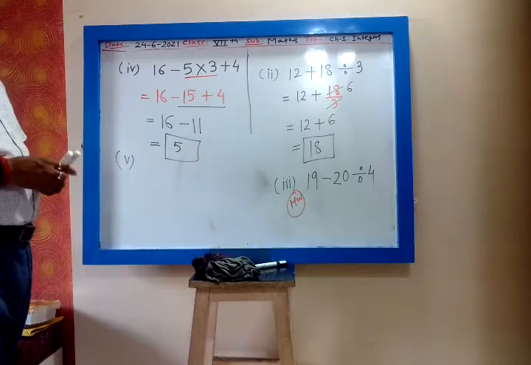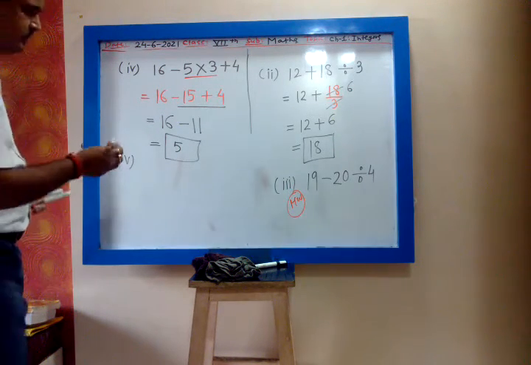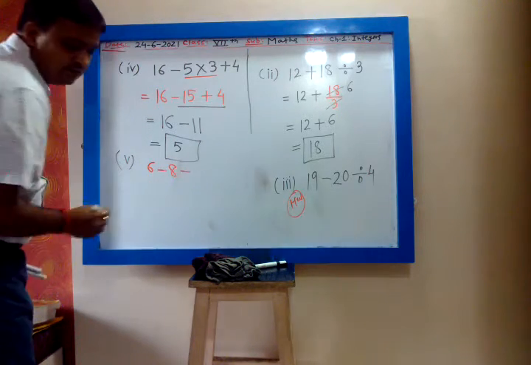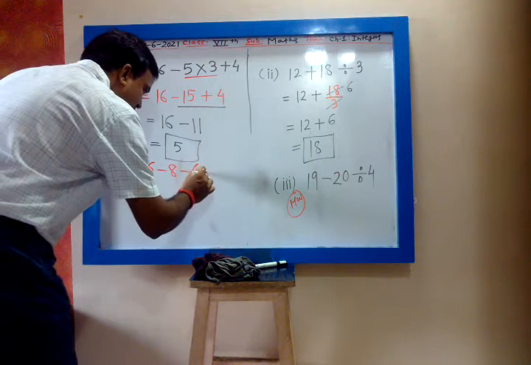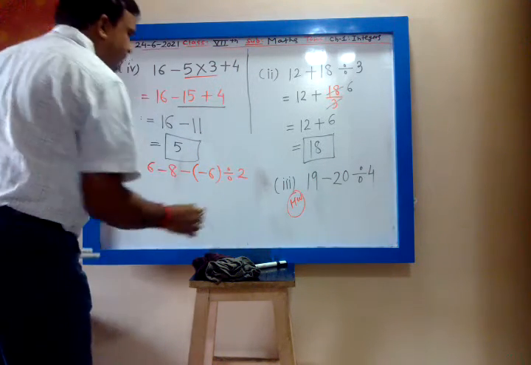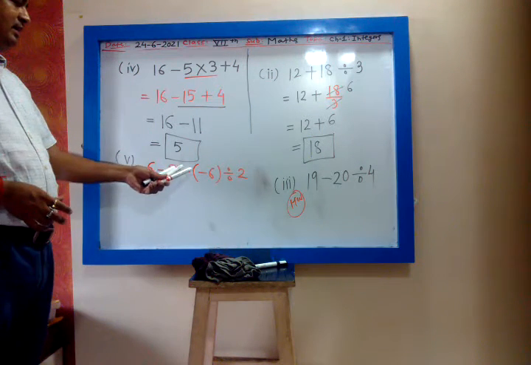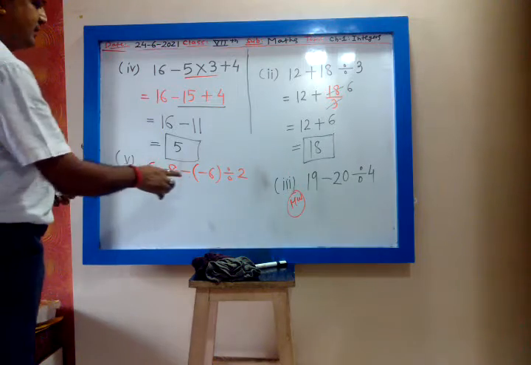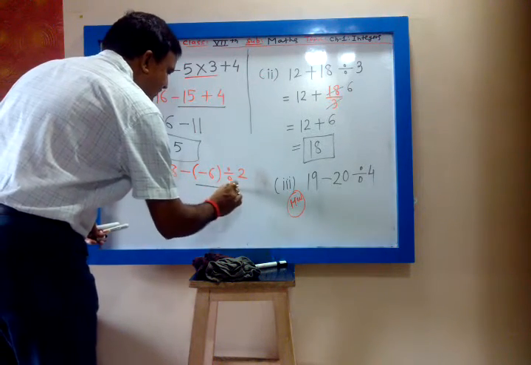Then fifth one, 6 minus 8 minus 6 divided by 2. So which will you perform first according to BODMAS? First I will perform division. This expression I will simplify first.